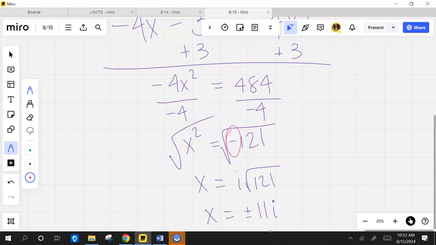Listen to this question carefully. Let's see if you can get this. When we solve the quadratic for x this way, what are we finding? The x-intercepts. How is it imaginary? What does this look like on a graph? Which would look like what?